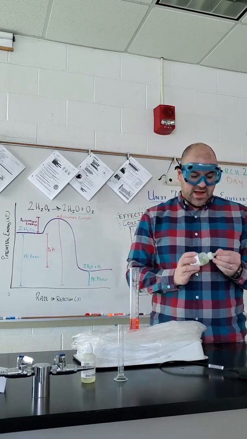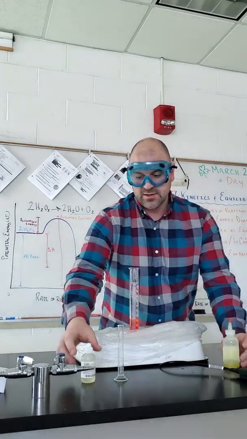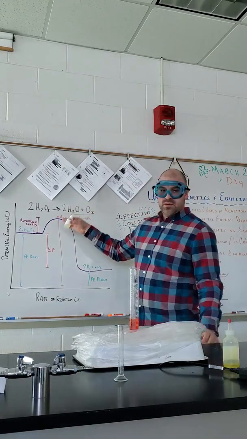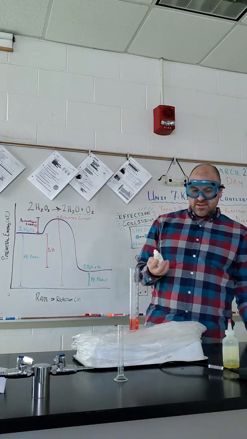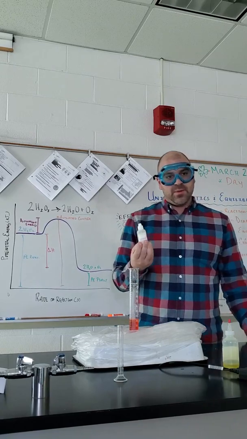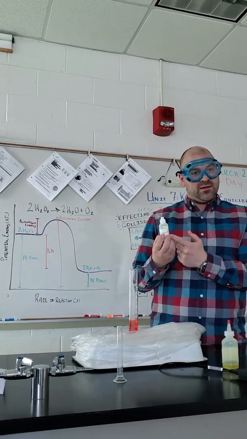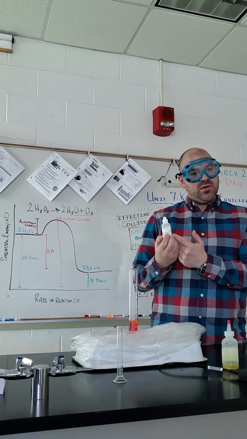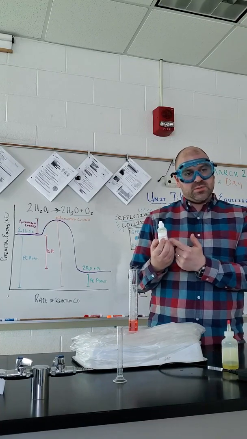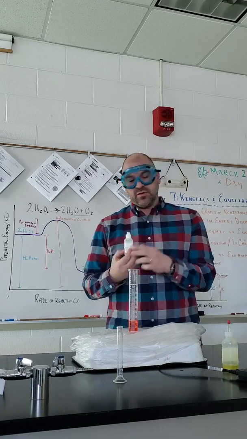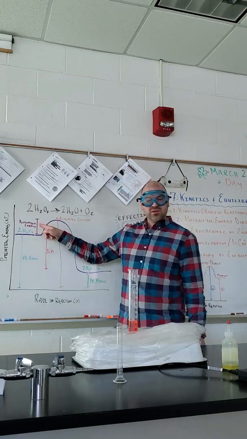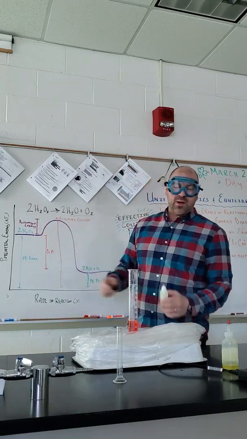And the last thing I need, which is not in this equation, is my catalyst. This is going to make the reaction happen at a quicker rate. So this catalyst is sodium iodide. What does the catalyst do? It speeds up the rate of reaction because it's lowering my activation energy. It's lowering my activated complex.